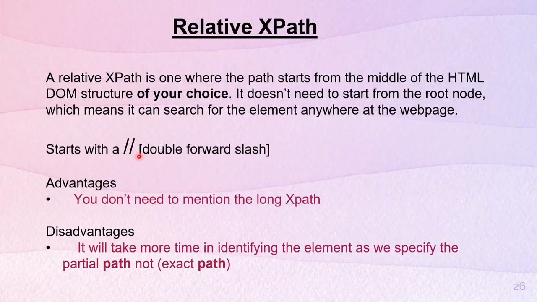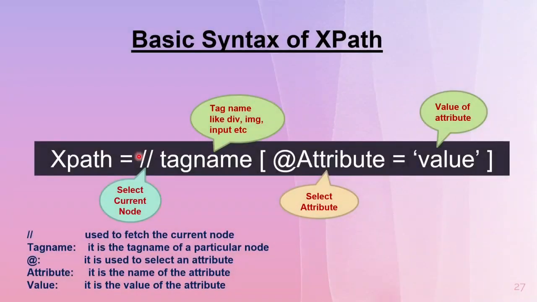This is the basic syntax of the relative XPath. First we have the double slashes, then we have the tag name. This tag name can be div, image, input, etc., anything. Then we open the brackets, and then we have the @. This @ is used to select an attribute. We write the attribute name, and we write the value of this attribute.